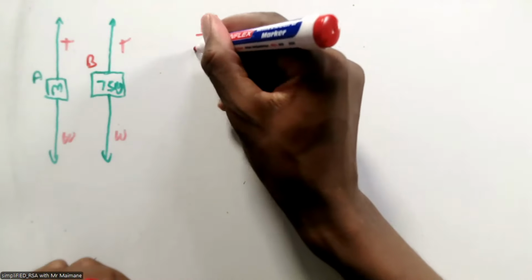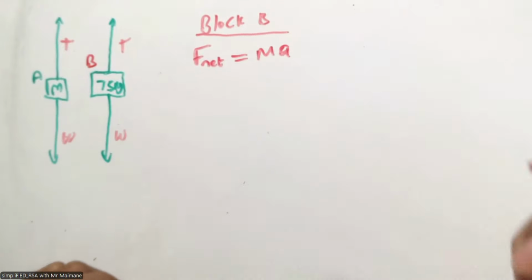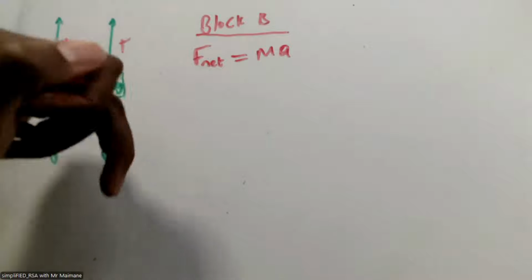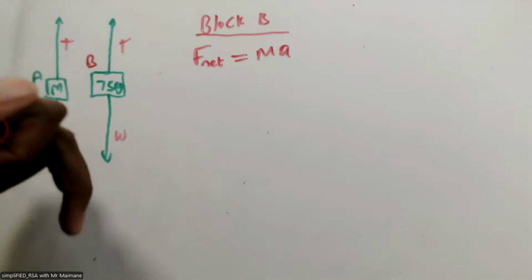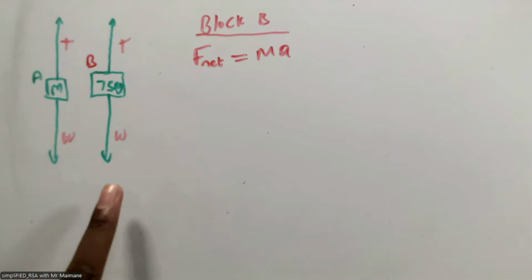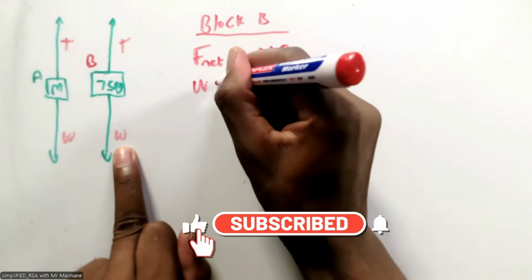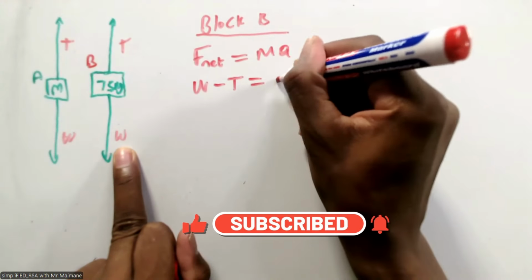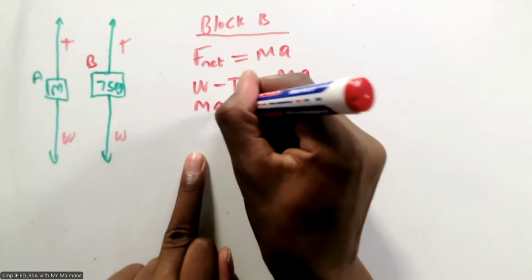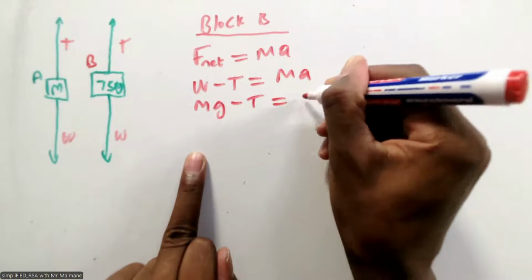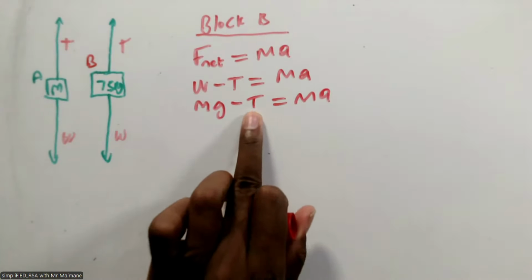So for block B, I know that F net equals ma, right? Now, if I'm choosing downwards to be positive, I'm choosing that case when block B is going down. So if it's going down, meaning the bigger force in that case would be the gravitational force. So I would say W minus the tension equals ma. But I know that W is mg, so mg minus the tension equals ma. And then here I want to calculate the tension force.